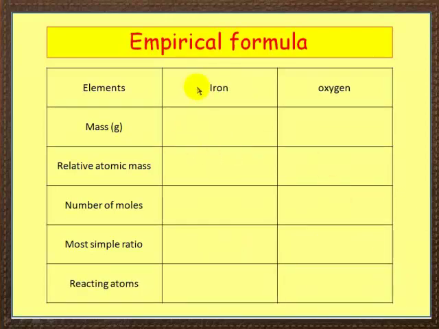Let's look at another example here. Iron and oxygen. We need to look first of all at the mass that's reacting. So 2.24 grams of iron reacts with 0.96 grams of oxygen. And again, look at the atomic masses. Remember I said about keeping a standard format. Always keep a standard format. 56, 16. Number of moles, you can do that divided by that. 0.04, 0.06. Which is smaller? That one.